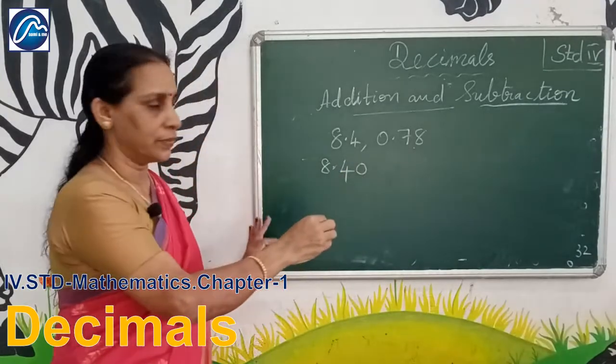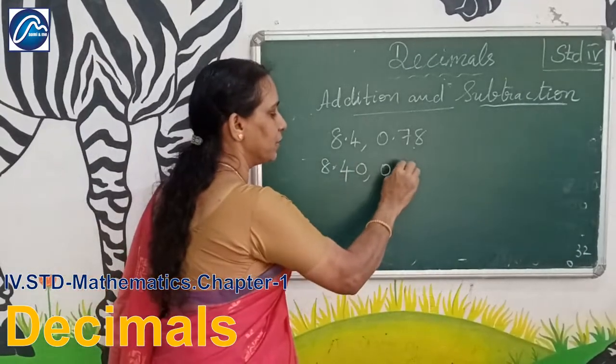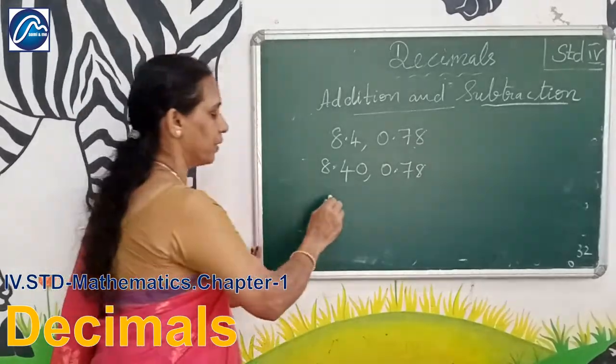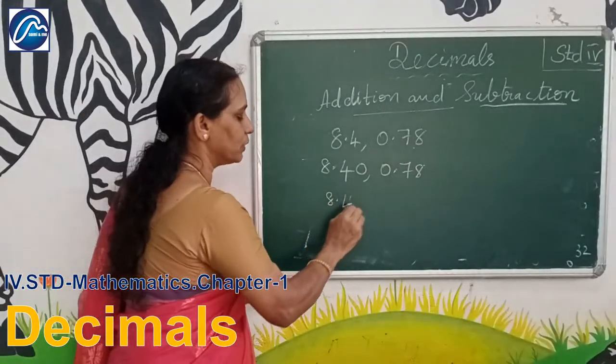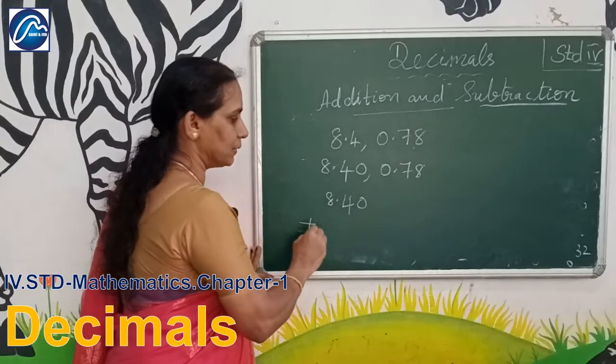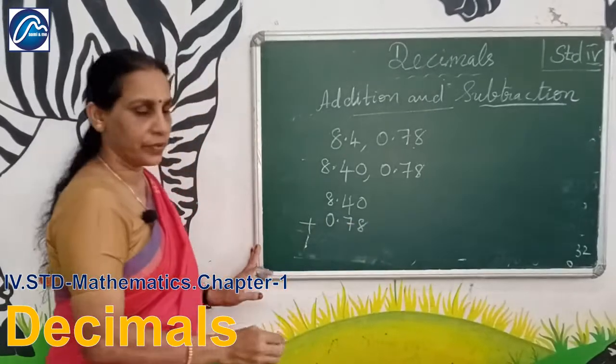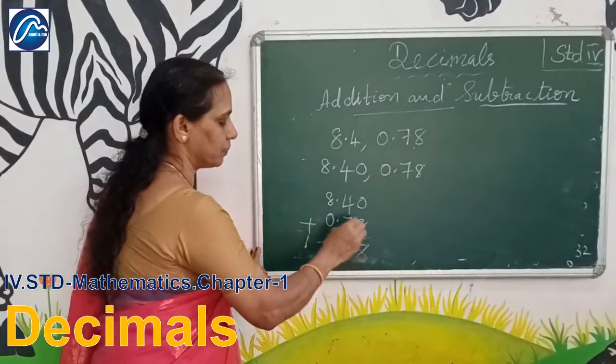8.40 and 0.78. So now we can add 8.40 plus 0.78. Okay, then we will add.